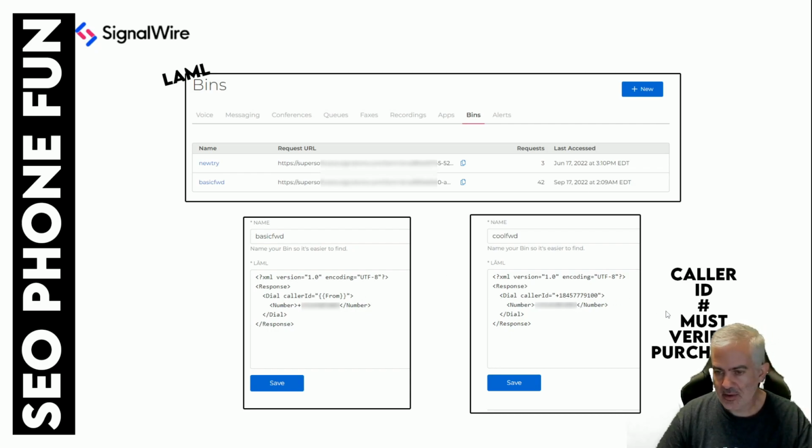SignalWire. And the way that works is the only numbers that you can put in caller ID for their LAML scripts have to be either verified through them, so that you have to verify ownership of that number, or they have to be purchased through them. So I utilized the purchase through them.